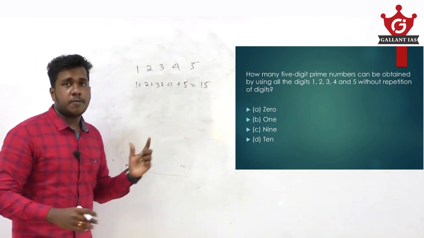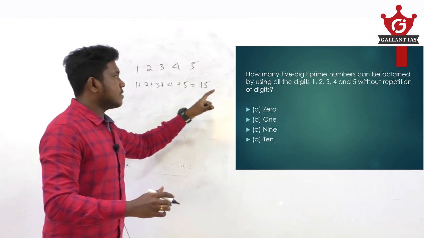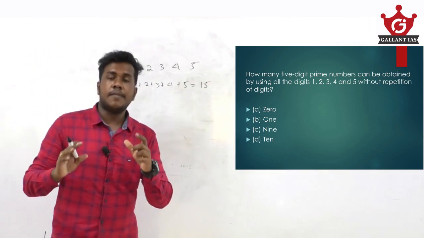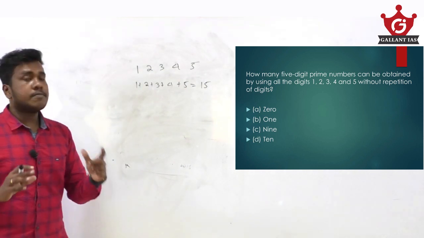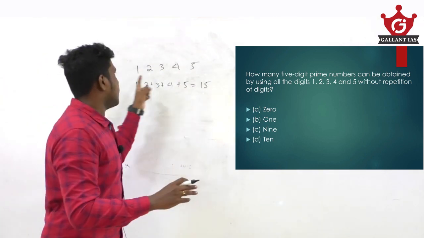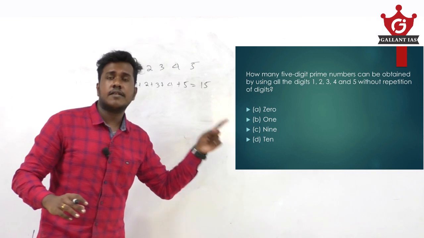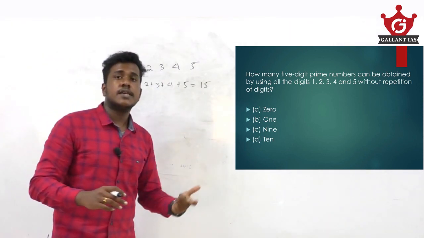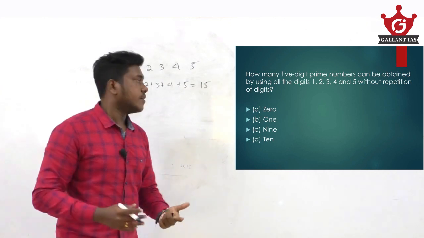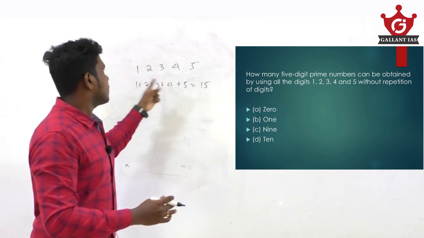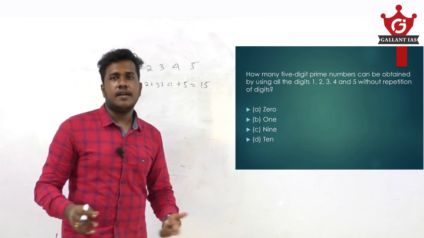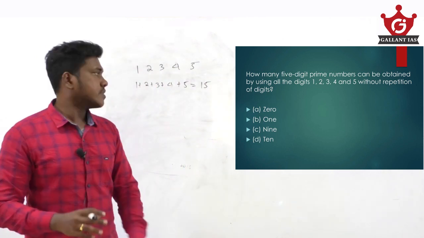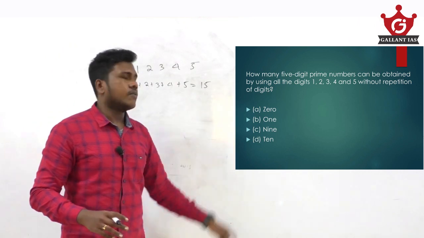So this is actually a property. Keep this concept in your mind. So here our answer is 0. That means you can't make any prime numbers with these 5 numbers. As the sum of all these 5 numbers is 15, and 15 is divisible by 3, any number you make with 1, 2, 3, 4, 5 will be divisible by 3. So here our answer is 0.